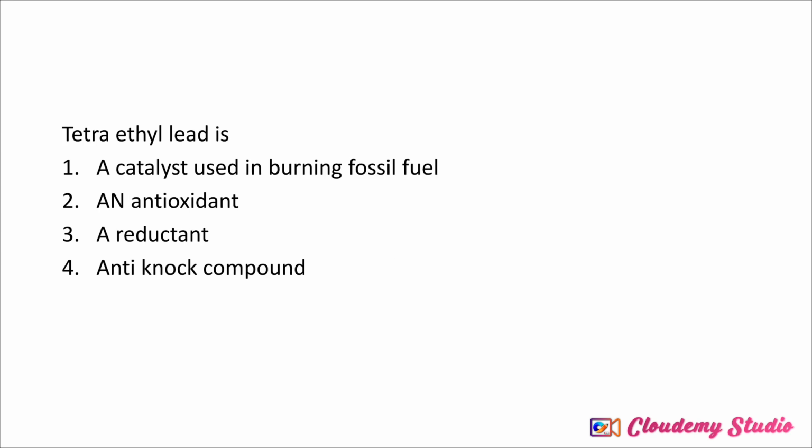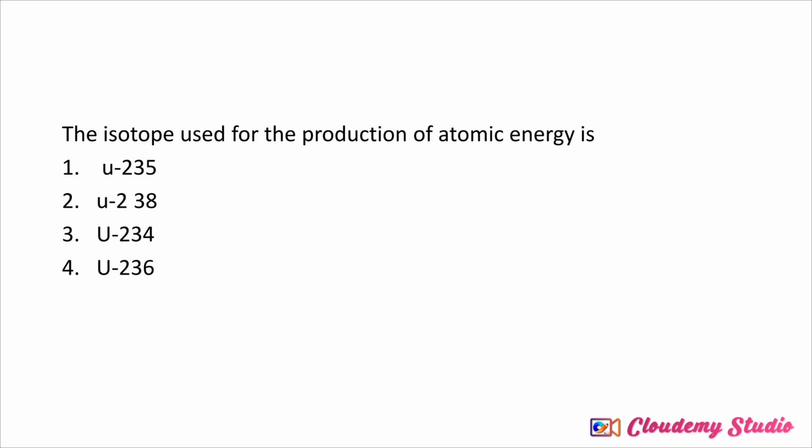Tetraethyl lead is a catalyst used in burning fossil fuel, an antioxidant, a reductant, anti-knock compound. Tetraethyl lead is an anti-knock compound. Isotope used for production of atomic energy is U-233, U-238, U-234, U-236, that is U-235.